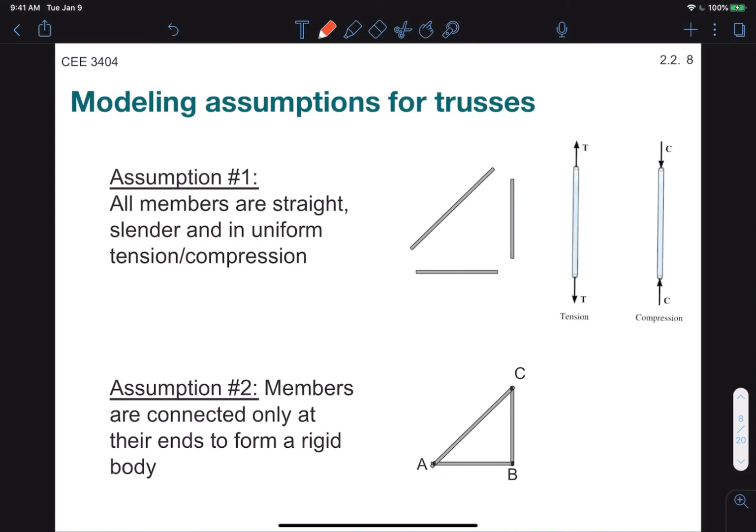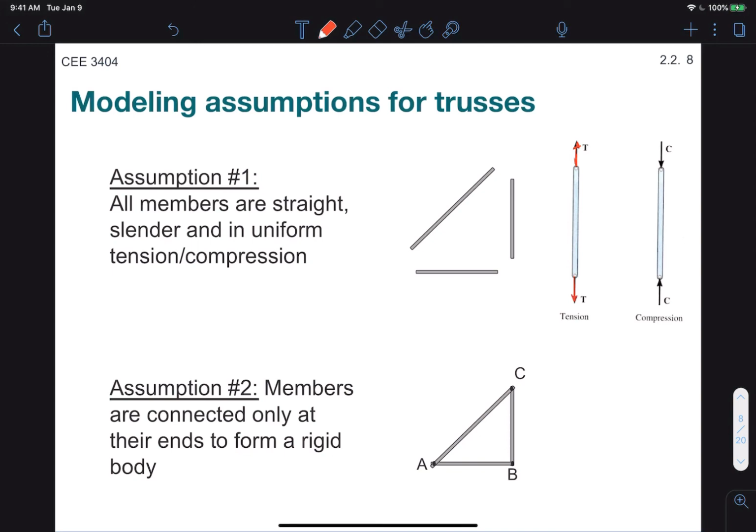Now, there are 4 key assumptions we make when modeling trusses. The first one is that all members are straight, slender, and most importantly, in uniform tension or compression. That means that the tension, as you can see from the figure, is the same at both ends, and same for the compression.